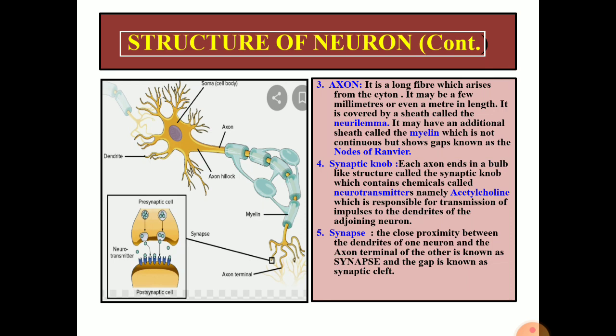Synapse. The close proximity between the dendrites of one neuron and the axon terminal of the other is known as a synapse, and the gap is known as the synaptic cleft.